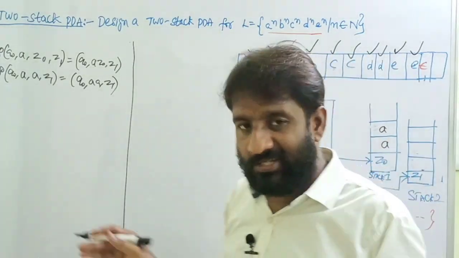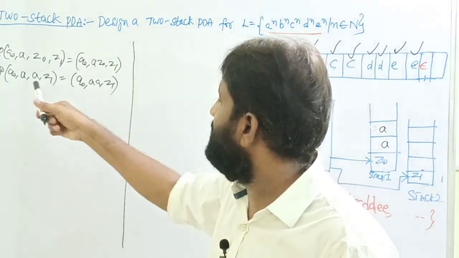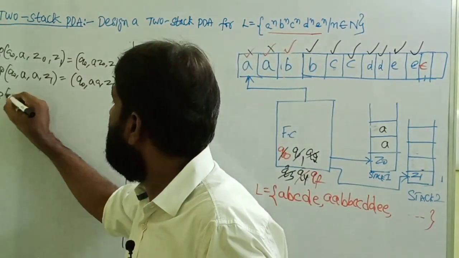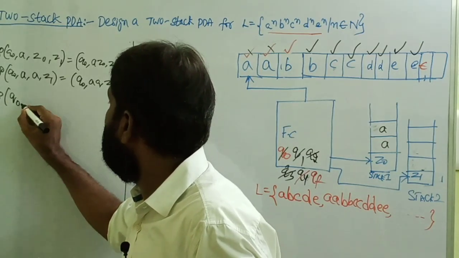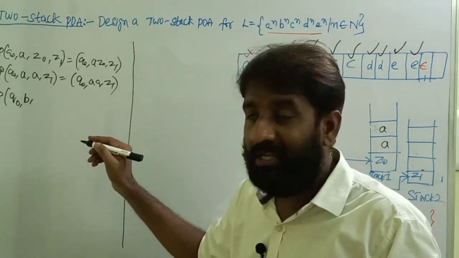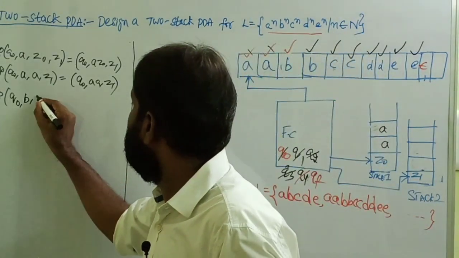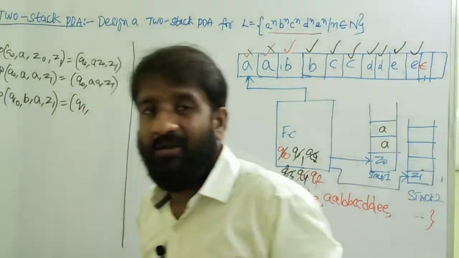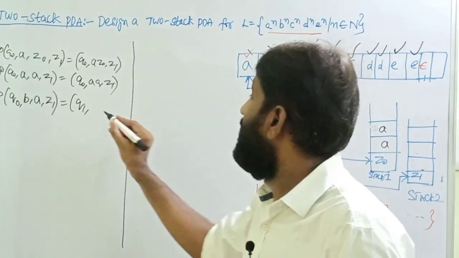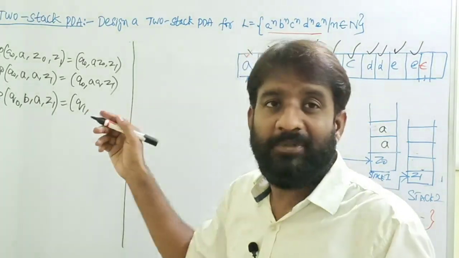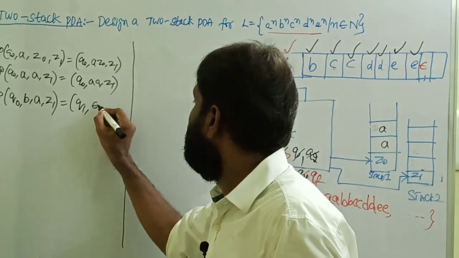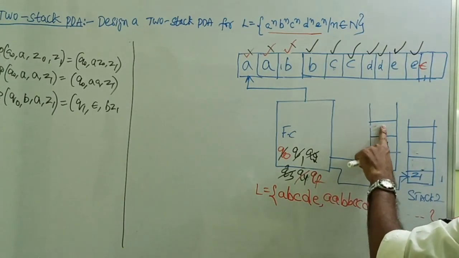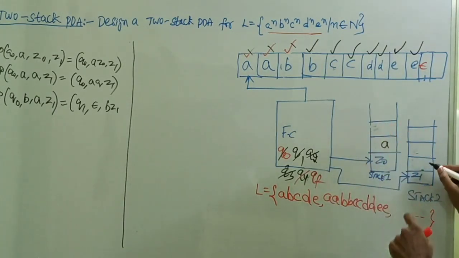Yes, let's assume that the A's are all completed. Now we have B's. If any more A's are there, you can read all the A's in this same transition. Okay, so now the transition of Q0, input symbol is B, top of stack 1 is A, top of stack 2 is Z1, move to the next state Q1 by adding B onto stack 2, doing the pop operation on stack 1, so epsilon comma B Z1. So read B, remove A from the top of stack 1, then add B onto stack 2.